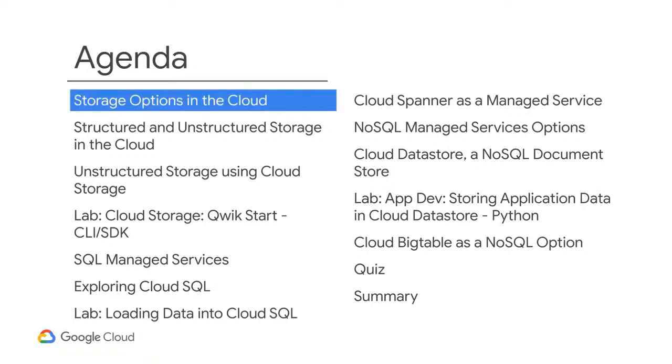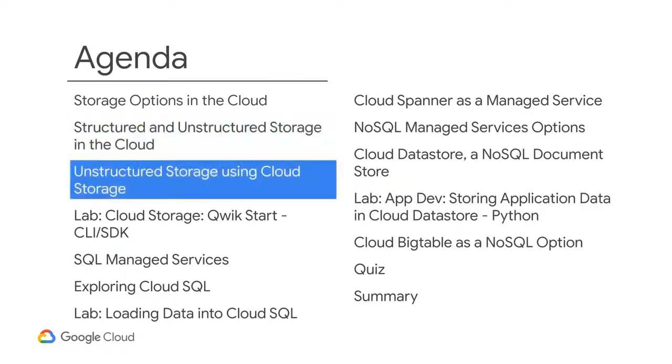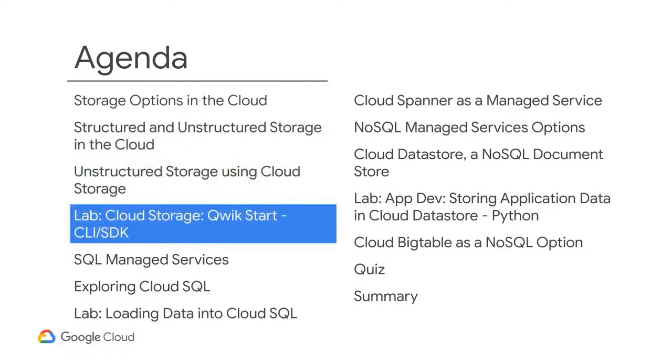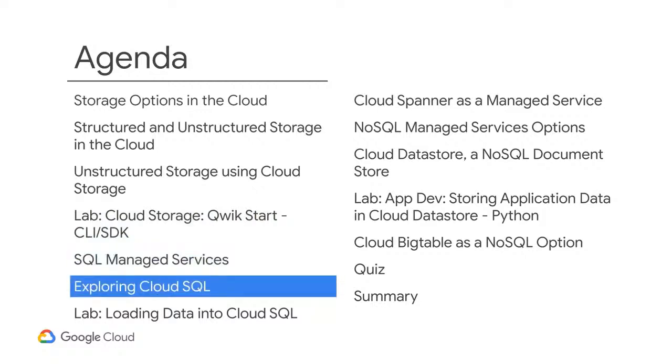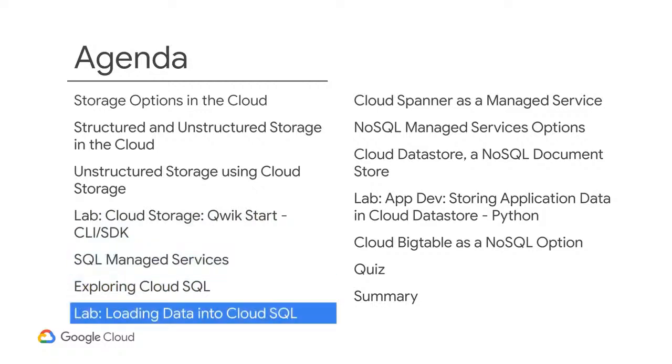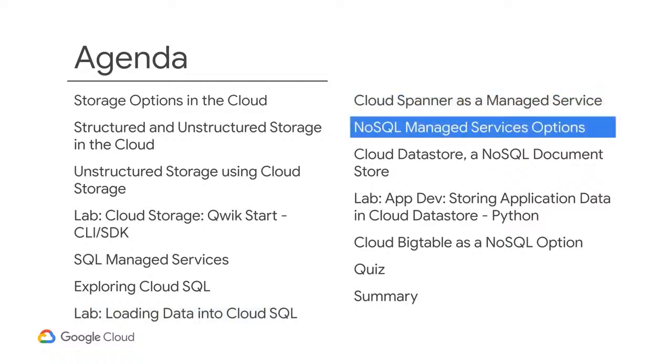These are the topics that make up the module. First, you will learn about the different storage options available in the cloud. Then you will see the difference between structured and unstructured storage, and how you can leverage unstructured storage using cloud storage. A hands on lab will allow you to explore a range of activities applicable to cloud storage. You will then review the use case for SQL managed services. Next, you will explore Cloud SQL and then complete another lab where you will import data into Cloud SQL and perform basic data analysis. You will discover how to leverage Cloud Spanner and explore the available NoSQL options.